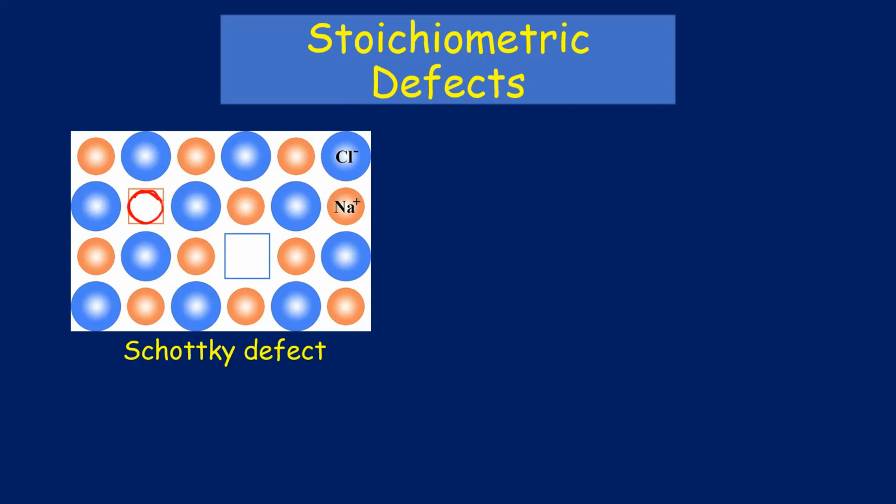Positive should be here, and here it should be negative. So as you can see, what is happening? If you are removing one positive, then you are removing one negative, only because you have the formula NaCl. Since you have the formula NaCl, in Schottky defect, if you remove one sodium, you will remove one chlorine.